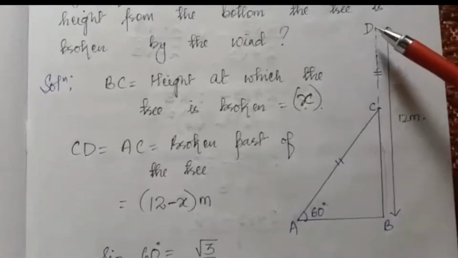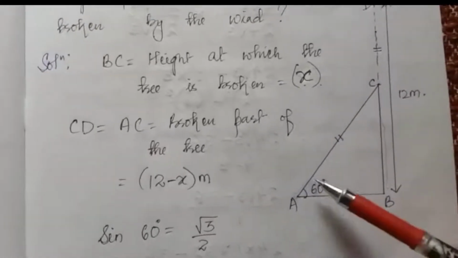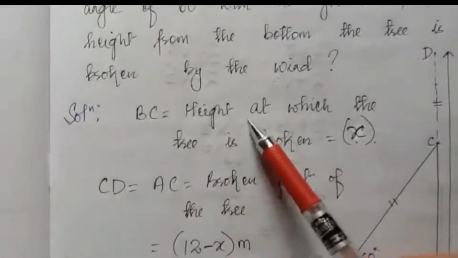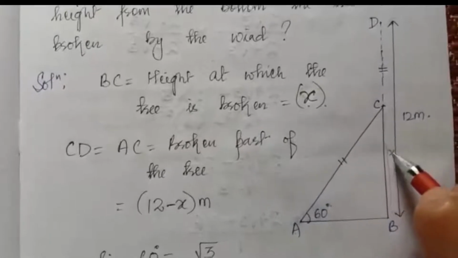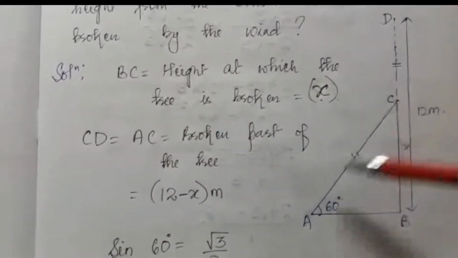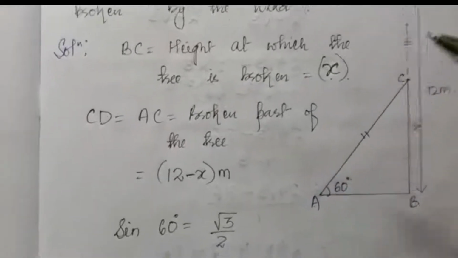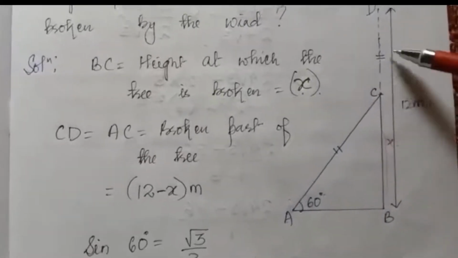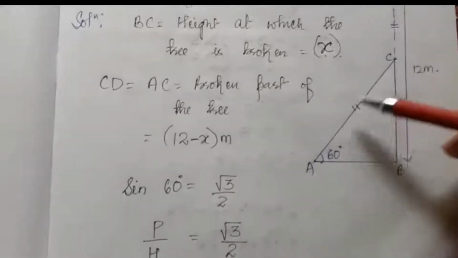When the D touches the ground at the point A, it makes an angle of 60 degree with the ground. So BC is the height at which the tree is broken. Suppose it is X. Then CD and AC are equal, because this broken part touches the ground. This is 12, so subtract X. So this will be 12 minus X, and this will also be 12 minus X.